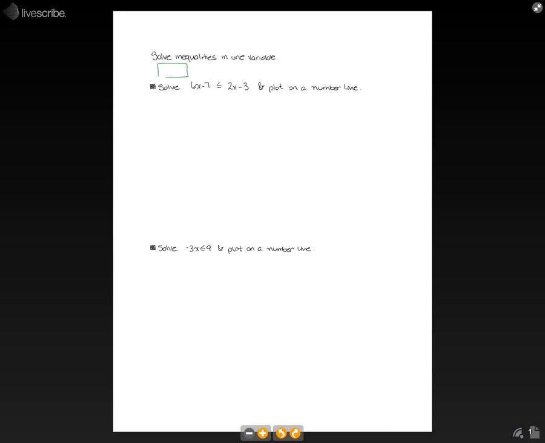In this video, we will be solving inequalities in one variable. Solving inequalities is much like solving equations, only there's a couple of variations throughout the way. The most important to remember is this.